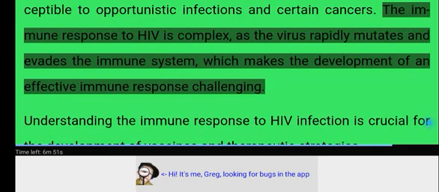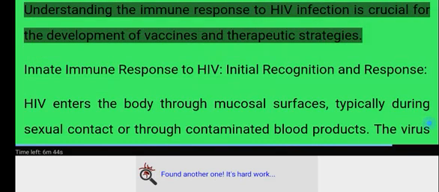The immune response to HIV is complex, as the virus rapidly mutates and evades the immune system, which makes the development of an effective immune response challenging. Understanding the immune response to HIV infection is crucial for the development of vaccines and therapeutic strategies.